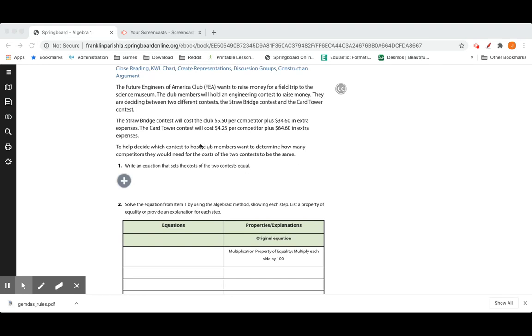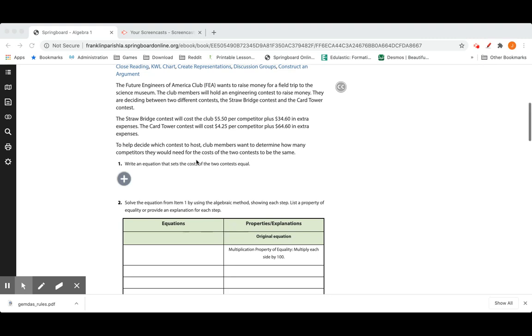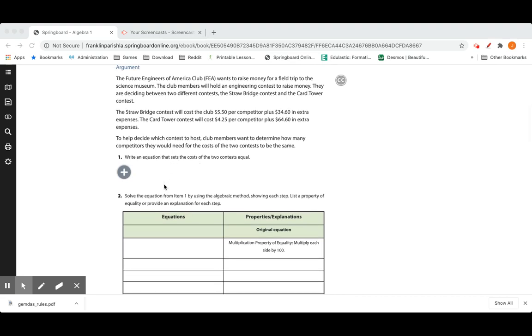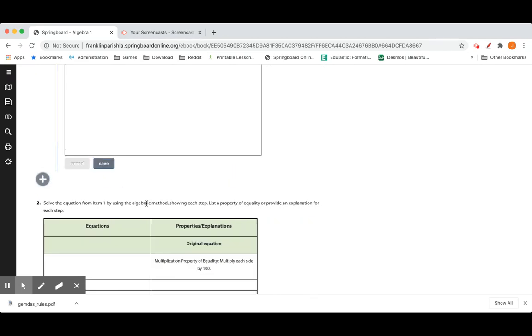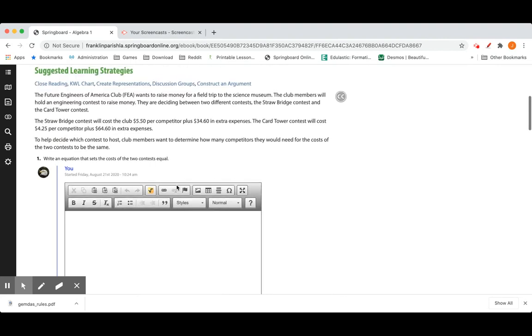To help decide which contest to host, club members want to determine how many competitors they would need for the cost of the 2 contests to be the same. So part 1: write an equation that sets the cost of the 2 contests as equal. So we want to see the point where they're going to cost the same amount of money. We're going to set the 2 equations as equal.